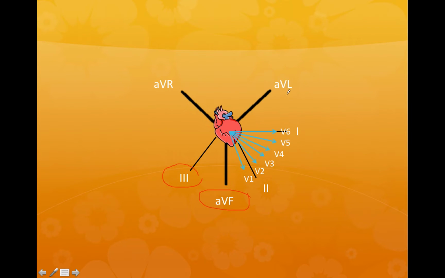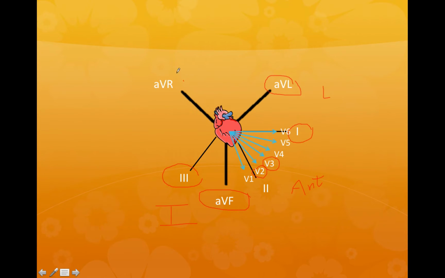Alternatively, if we had AVL that had ST elevation, and lead 1 that had ST elevation, then that would also be 2 contiguous leads. And the same applies for any of the precordials. So say, for example, if you had lead V2 and V3. So AVL and 1 would be a lateral MI, or a lateral acute occlusion. This would be an inferior, as we said. This would be an example of an anterior. We'll get to this in a further lecture.